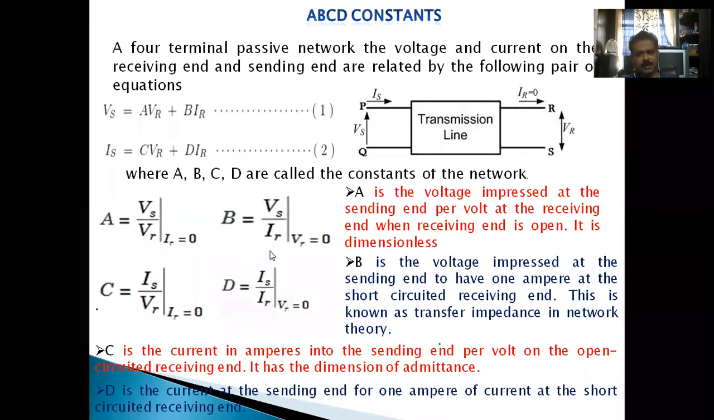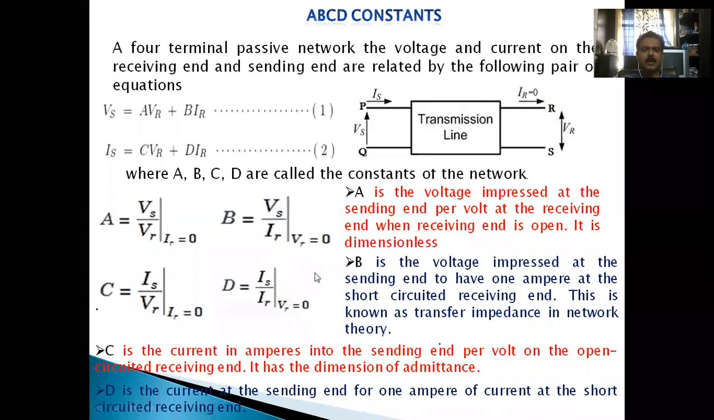Similarly, D is the current at the sending end for 1 ampere of current at the short circuit receiving end. So here the voltage VR is short circuited, VR is equal to 0, and the current passing through this short circuit path must be unit value. Here the relation between current at the sending end and current at the receiving end gives D. The units for this, in this case current by current, is a dimensionless quantity, a constant value.